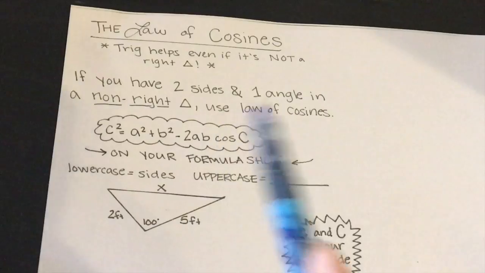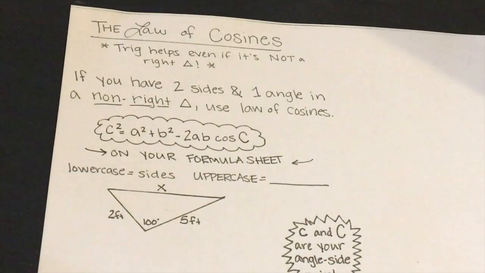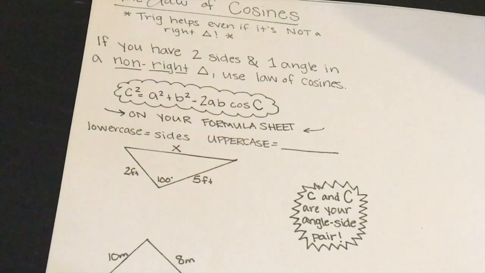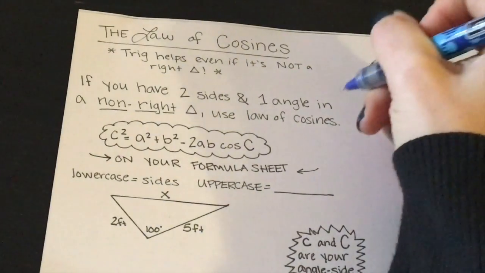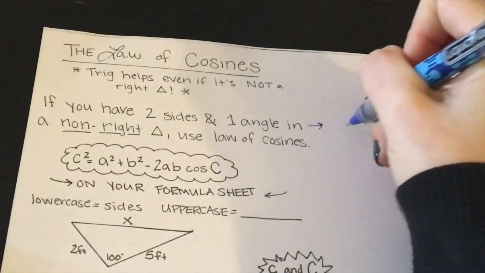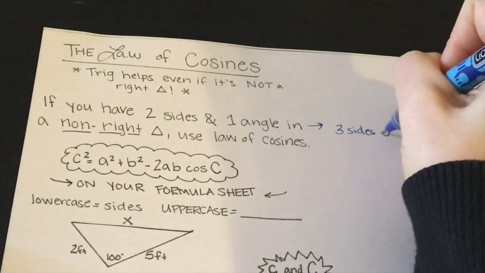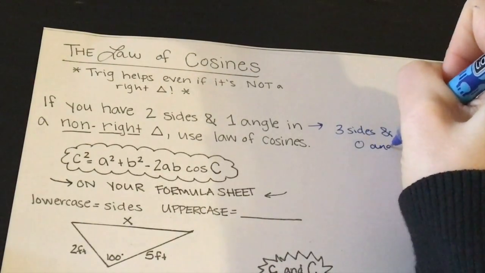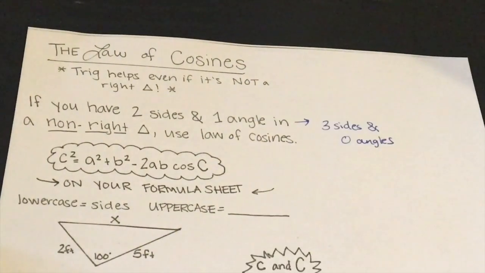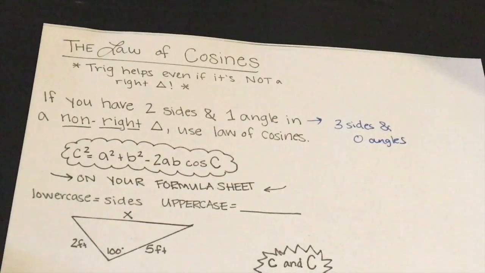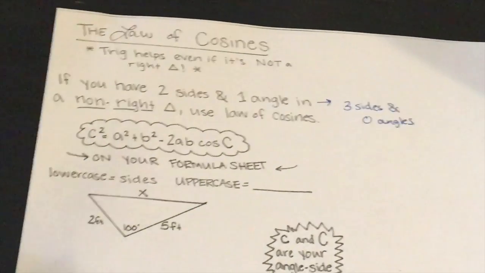So if you have 2 sides and 1 angle in a non-right triangle, you're gonna use the law of cosines. You can actually use the law of cosines if you have 3 given sides, as we'll see here. So I don't know why I wrote 2 sides and 1 angle, because it's also 3 sides and 0 angles. That's another option. So 2 sides and 1 angle, or 3 sides and no angles, you're gonna use the law of cosines.